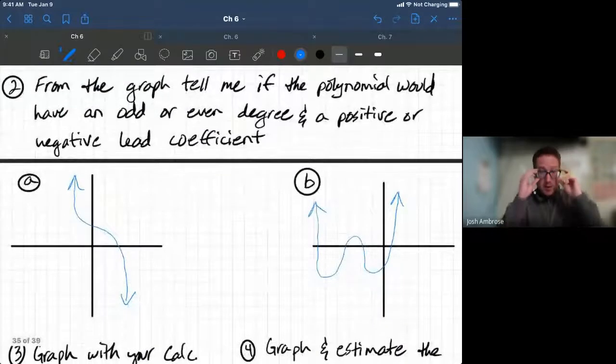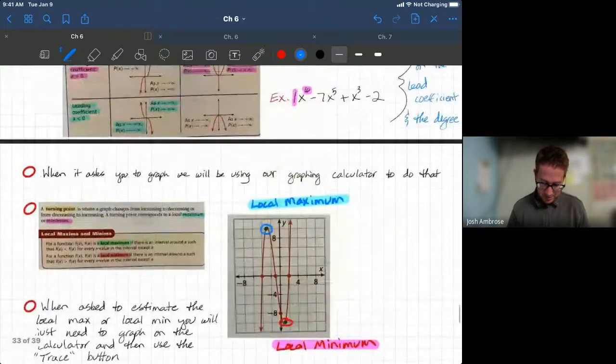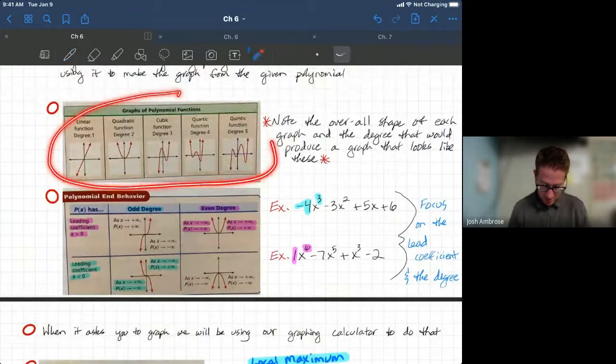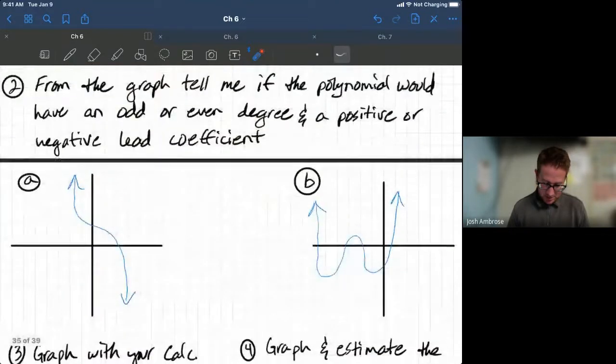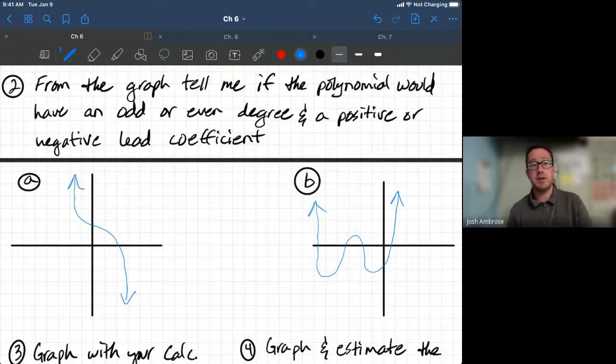Second part. All right, so from the graphs, by the way, for these two example problems, you're going to need the info that comes from this chart right here. So using these graphs, you're going to tell if the polynomial would have an odd or an even degree. You don't need to say what the degree is. You just need to say odd or even, and then is it a positive or a negative lead coefficient.